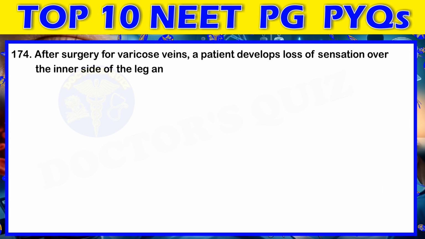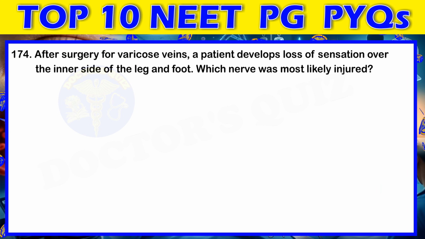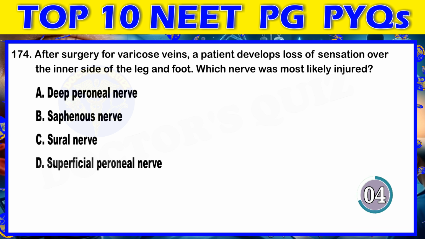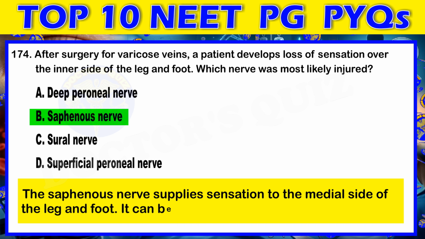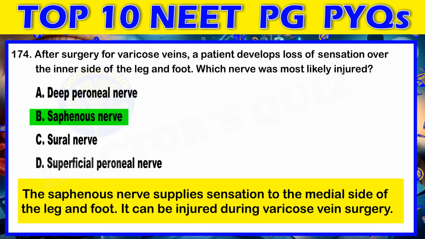After surgery for varicose veins, a patient develops loss of sensation over the inner side of the leg and foot. Which nerve was most likely injured? Right answer is option B, saphenous nerve. The saphenous nerve supplies sensation to the medial side of the leg and foot. It can be injured during varicose vein surgery.